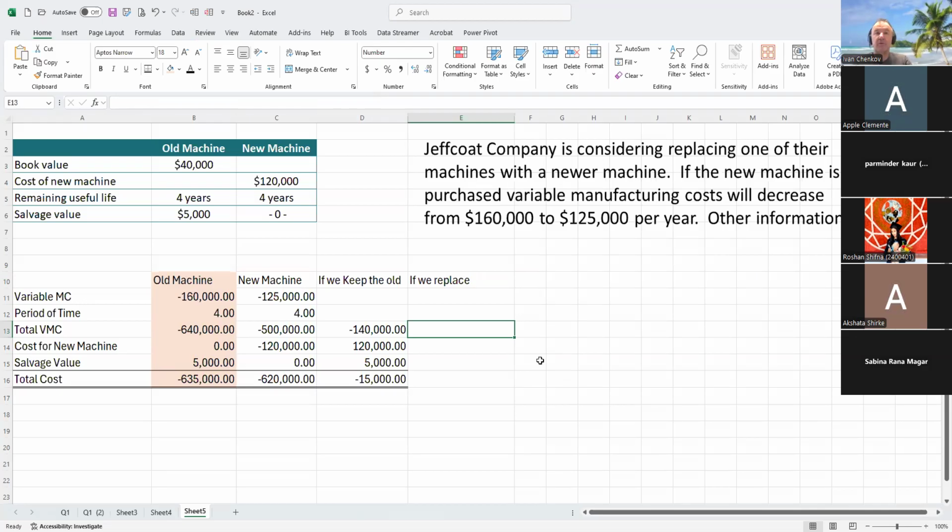Now we're going to generate cost savings, right? Yes. How much will be my cost savings? This one minus that one, right? That should be 100,000. 140,000 I'm saving, yes, but I have to pay 120. 120. And I'm also going to get $5,000. So how much will be my total? $15,000 saving.